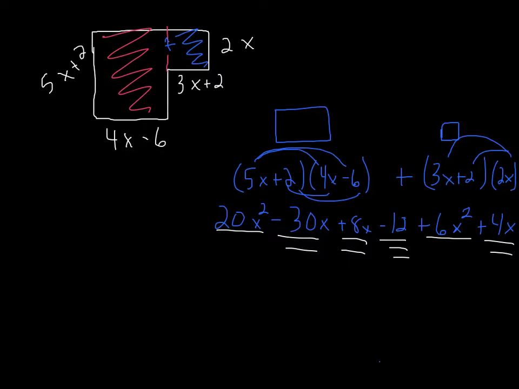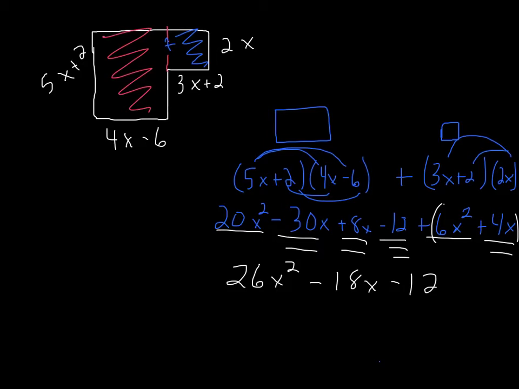If this was a subtraction problem, I'd want to make sure I kept the last part inside a parenthesis first, and then distribute that negative, and do the additive inverse. But I don't have to worry about that. So anyway, we'll just keep going. 20x squared and 6x squared is 26x squared. We have negative 30x plus 8x, which gives you negative 22x. We have another 4x over there, so we get negative 18x. And then we have minus 12. That's it. We're all done.